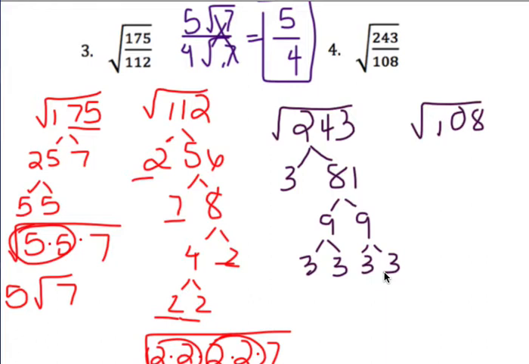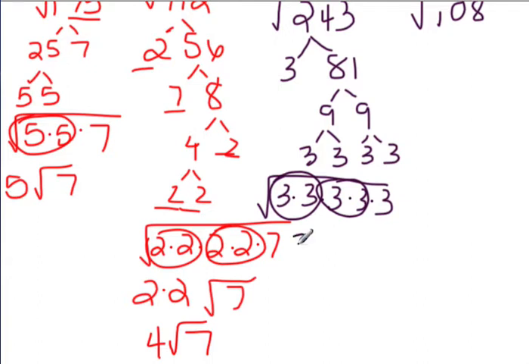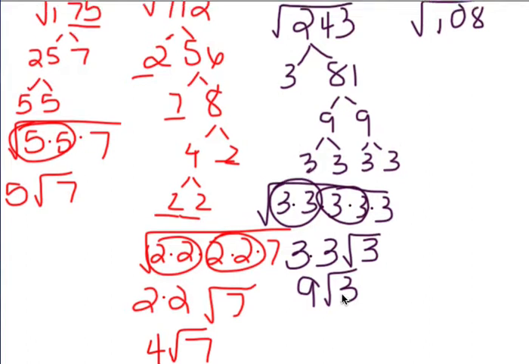So now I'm going to go ahead and write what I have underneath my radical. So I have 1, 2, 3, 4, 5 3's. So that means I have 2 pairs of 3's. So then on the outside I have 1 3, and then I have another 3, and then left underneath the radical I have 3. Well, 3 times 3 is 9, and then I'm going to get the square root of 3.